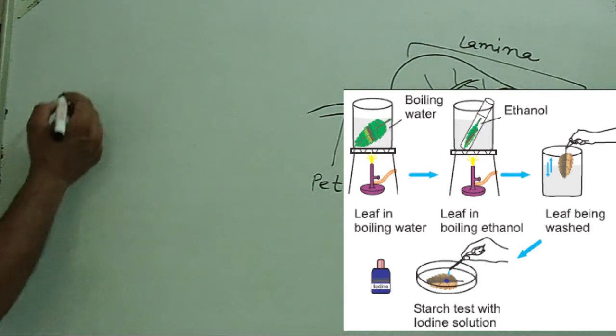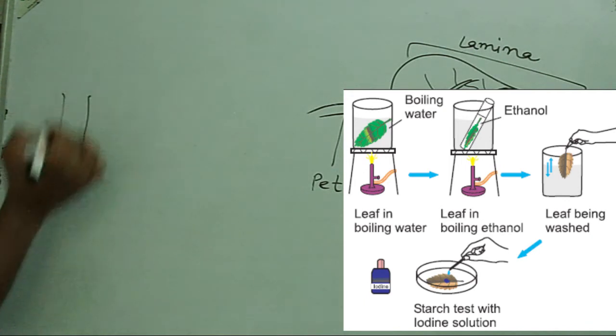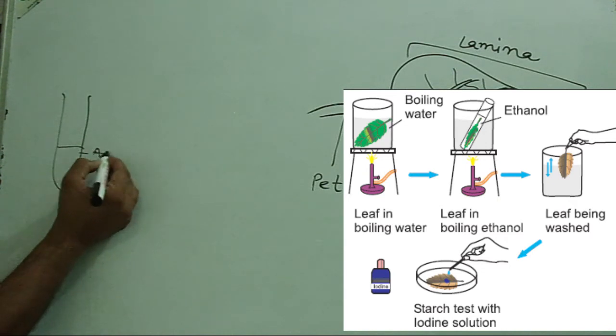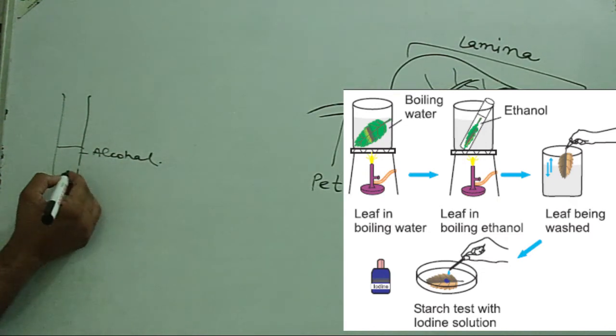What we have to do? We have to take one test tube, and in that test tube we have to put some alcohol and submerge that leaf inside the alcohol.